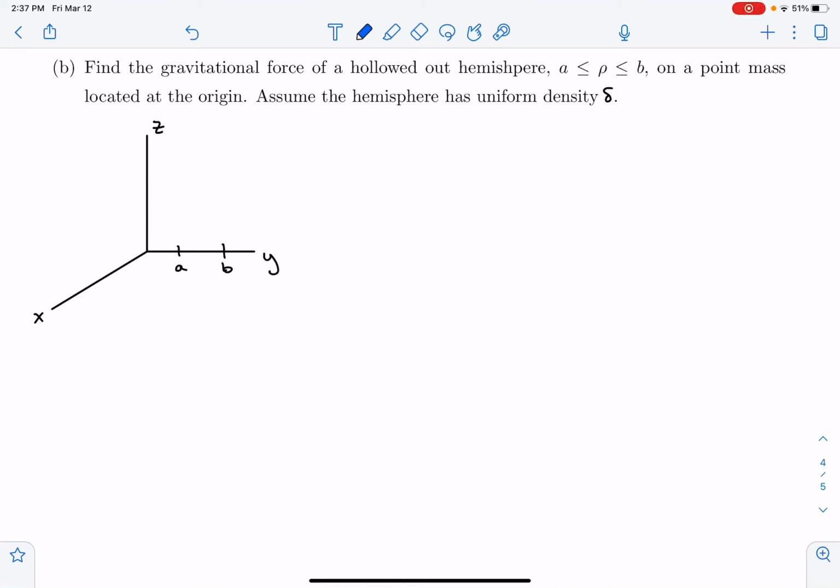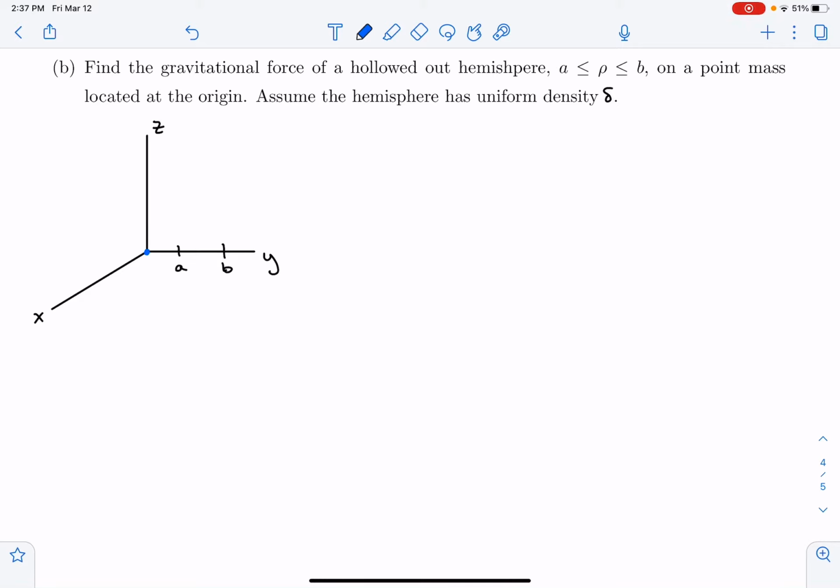Our last example with spherical coordinates is to find the gravitational force of a hollowed out hemisphere, where rho is between A and B, on a point mass located at the origin. Assume the hemisphere has uniform density. We'll call that density delta. Normally we call the density rho, but we don't want to confuse that with the rho for spherical coordinates, so we'll call it delta.